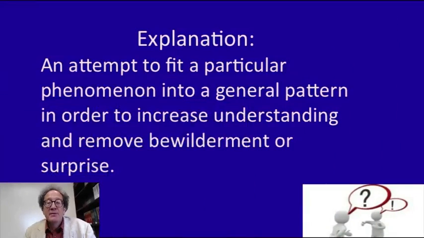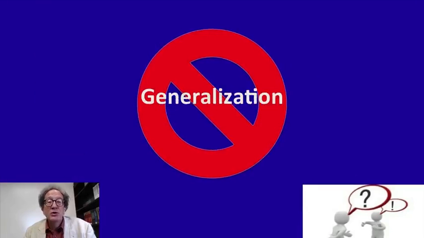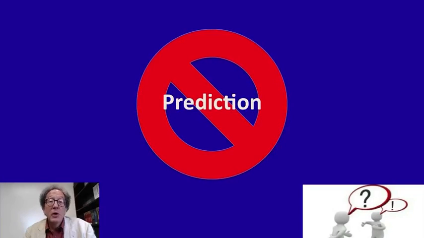So now we've learned a little bit about what explanation is and what explanation is not. Explanation is an attempt to fit a particular phenomenon into a general pattern in order to increase our understanding of why it happened and to remove bewilderment or surprise. Explanation is not persuasion or justification or generalization or prediction. Those are other uses of argument. So we've seen quite a variety of different uses of argument, but we've only scratched the surface. There can be lots more and lots more to say about each of these. So if you want to learn more about these purposes of argument, a good place to start would be Chapter 1 of the accompanying text, Understanding Arguments.